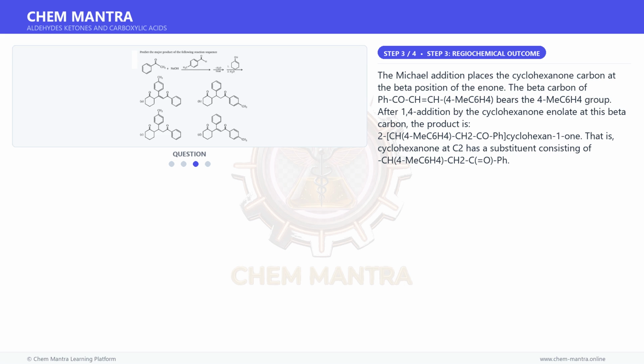After 1,4 addition by the cyclohexanone enolate at this beta carbon, the product is 2-[CH(4-MeC6H4)CH2COPh]cyclohexan-1-one. That is, cyclohexanone at C2 has a substituent consisting of CH(4-MeC6H4)CH2C=O-Ph.